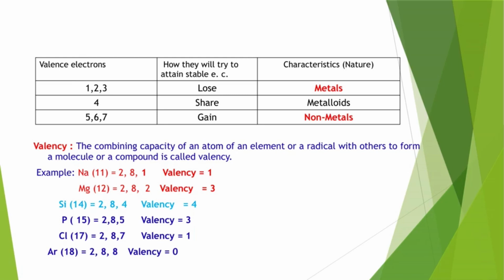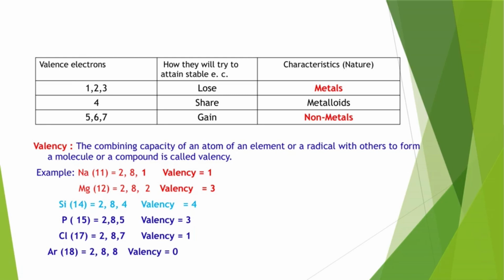Okay. So, they will try to share. This element whose valence electron is 4, they try to share their electron with other elements, and they will be termed or grouped as the metalloids. Okay. They will be grouped as metalloids.